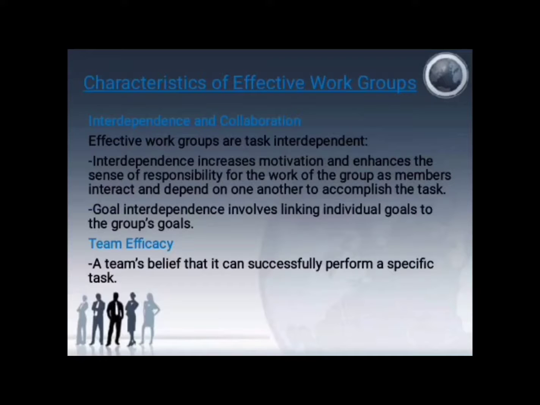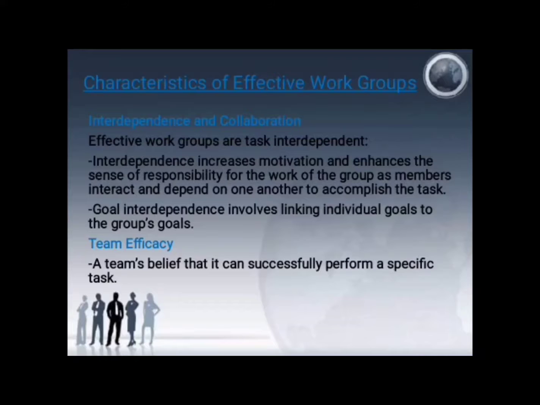Next characteristic of effective work groups are interdependence and collaboration. Effective work groups are thus interdependent. Interdependence increases motivation and enhances the sense of responsibility for the work of the group as members interact and depend on one another to accomplish the task. Goal interdependence involves linking individual goals to the group goals. From the words interdependence and collaboration, which means in Tagalog, pagtutulungan or pakikipagtulungan.